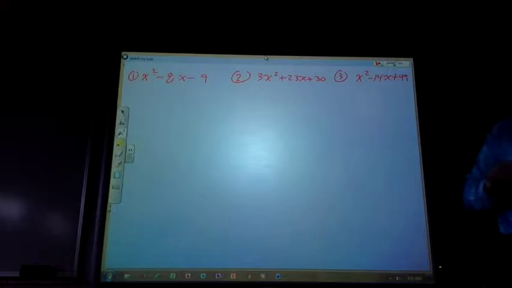Okay. So looking at number 2 real quick, I'm going to ask the same questions. Do all 3 terms have an x? No. Do all 3 terms have 3, 23, or 30? Is there a greatest common factor of any of those? No. Okay, so not a greatest common factor on number 2.